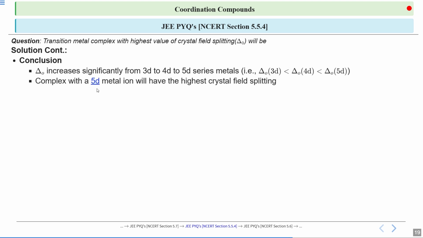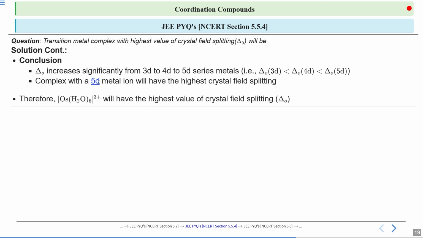So a complex with a 5d metal ion will have the highest crystal field splitting value, and therefore this complex, osmium [Os(H2O)6]3+, which is a 5d metal complex because osmium is a 5d series metal, will have the highest value of crystal field splitting, that is delta naught.